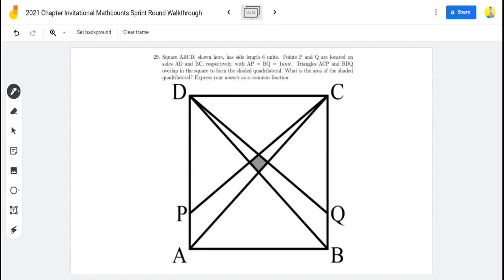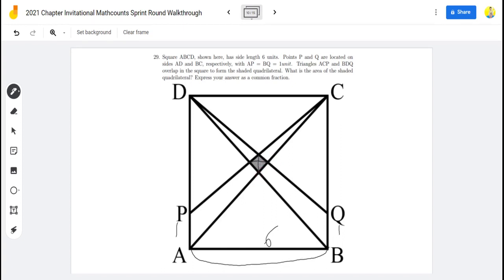On to question number 29. Square ABCD shown here has side length 6 units. Points P and Q are located on sides AD and BC respectively, with AP equals BQ equals 1 unit. So AP is 1 unit, BQ is 1 unit, and side AB is 6 units. Triangles ACP and BDQ overlap in the square to form a shaded quadrilateral. What is the area of the shaded quadrilateral? Express your answer as a common fraction. So we multiply the horizontal diagonal by the vertical diagonal, and divide that by 2 to find the area of the shaded quadrilateral.